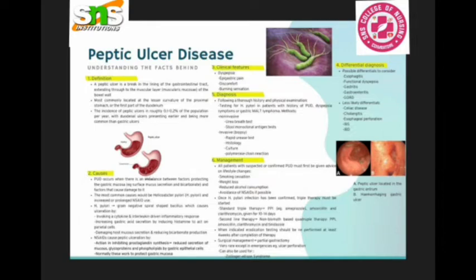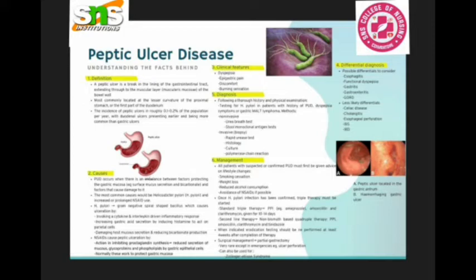Peptic ulcer is a breaking down of the lining segment in the GI system, especially in the stomach. We can see ulceration formation in the GI system. It is mostly located in the lesser curvature of the proximal stomach or in the final part of the duodenum. The incidence rate is roughly about 0.1 to 0.2 percent of the population per year.